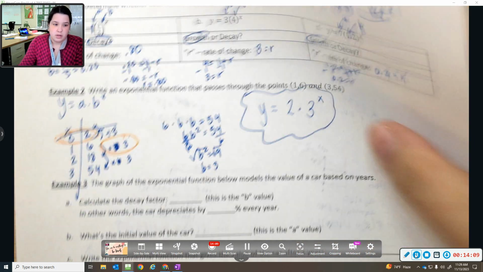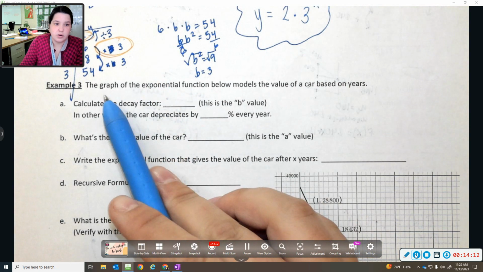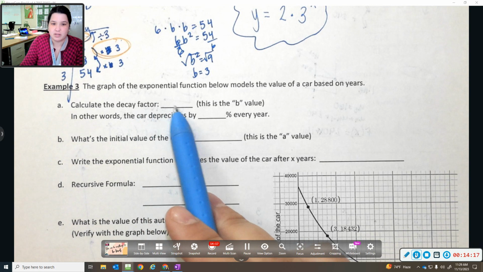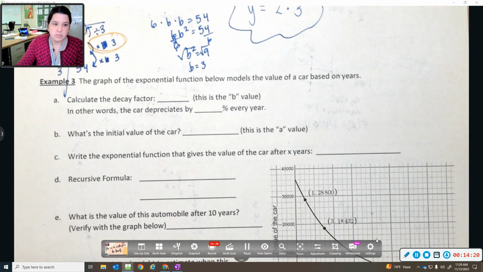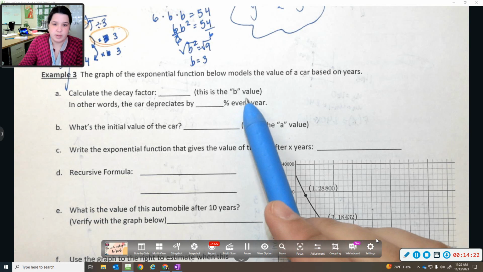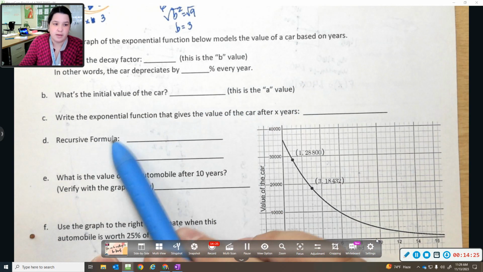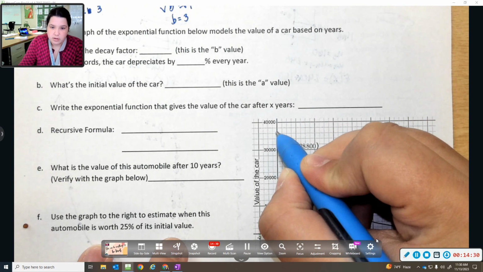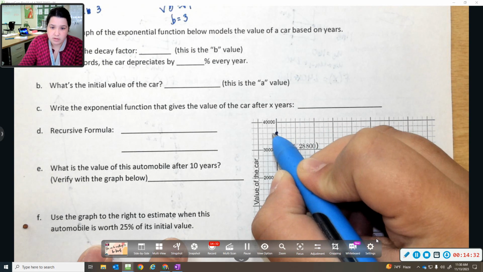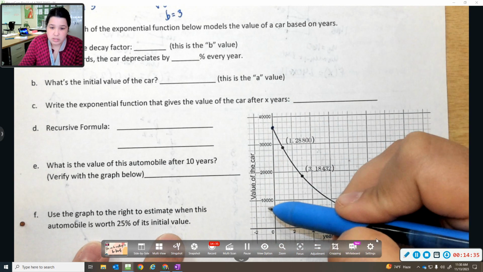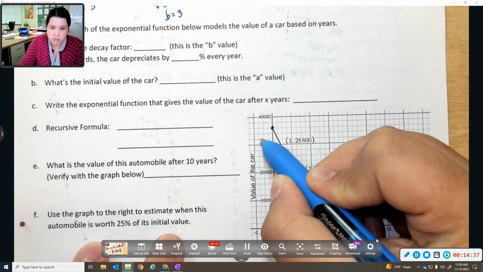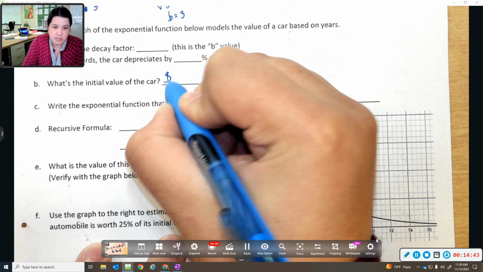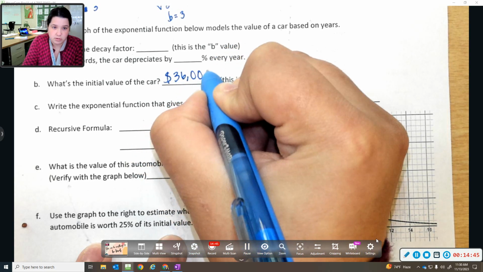All right, graph the exponential function below that models the value of a car based on years. So calculate the decay factor, so the b, and then in other words, the car depreciates by blank every year. What's the initial value? The a. Write the exponential function. All right, so first off, initial value. Let's start there. So this is going by 2: 32,000, 34, 36. So the initial value was $36,000. That's how much they purchased the car for.